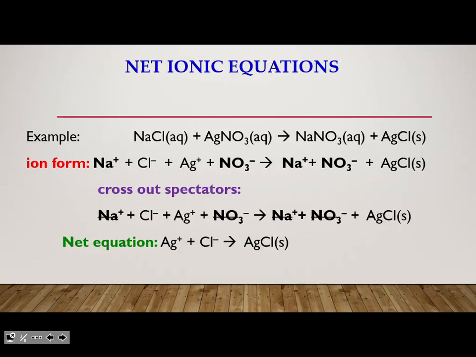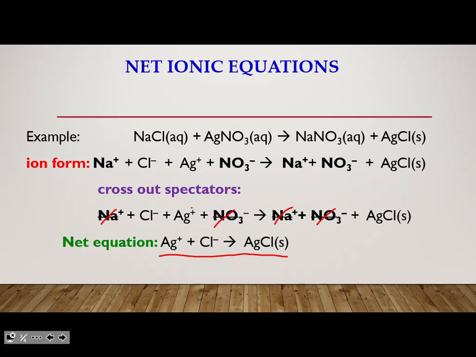So for example, this one's listed on your page there. This is sodium chloride and silver nitrate, and as you can see, the sodium and nitrate exist as ions on both sides of the equations. So they are the spectators, and that's why we cross them out here. Cross, cross, cross, cross there. And now our net ionic ends up being silver chloride, formed from silver ion and chloride ion.